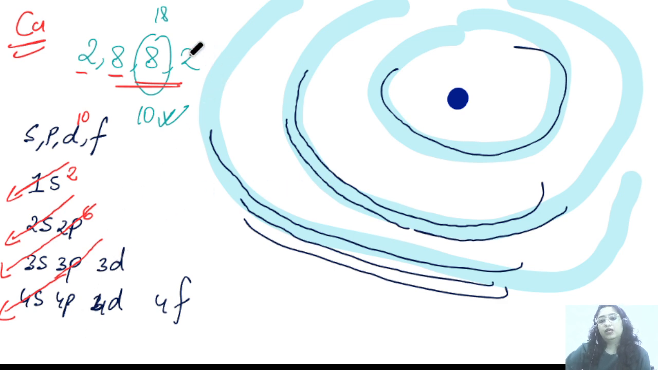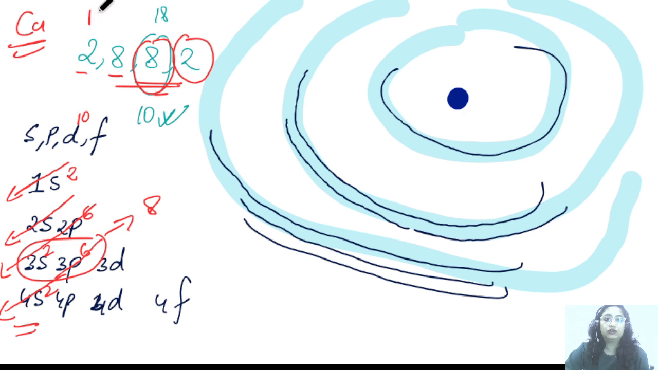So here you can see, after the 8 electrons get filled in the third shell, 2 for 3s and 6 for 3p, in total it becomes 8. So which shell is going to get filled now? The fourth shell. So K, L, M, N. In the N shell, 2 electrons are going to be filled. Okay, this is the explanation.